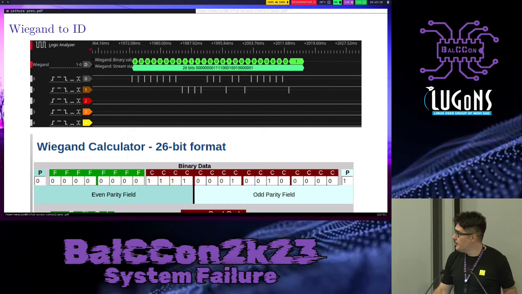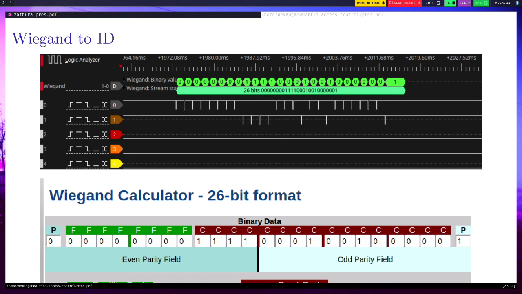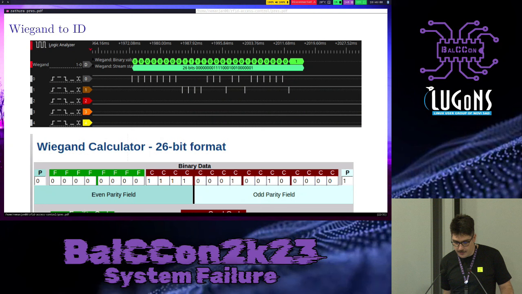This is the preview of data from the logic analyzer software, and you can see we have pin zero and pin one, and you can see spikes in voltage, which are represented by the data above. Data on wire zero means it's a zero, and data on wire one means it's a one. I put the data from the logic analyzer into a calculator for the 26-bit format, and we have the data about the card.